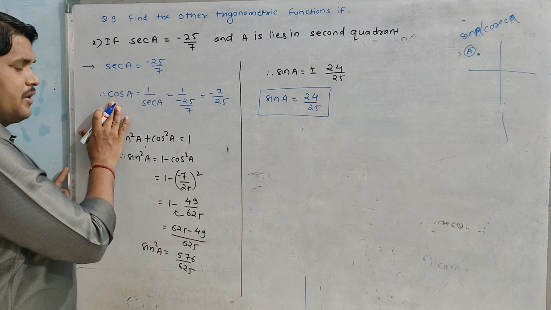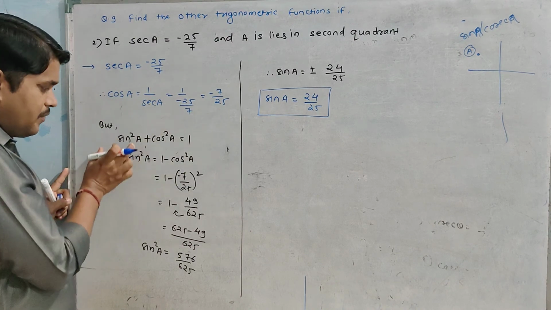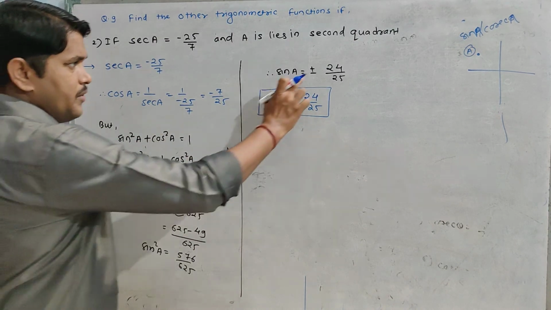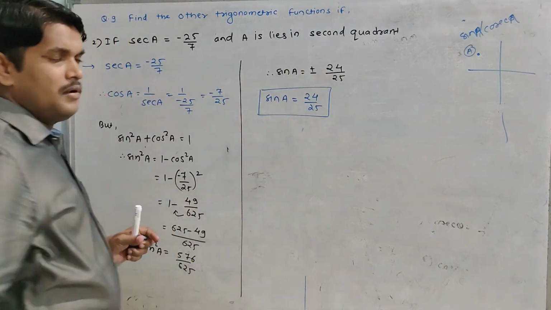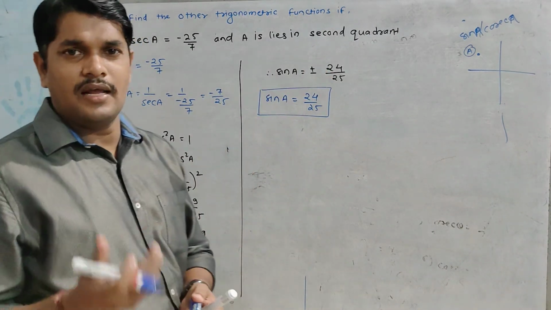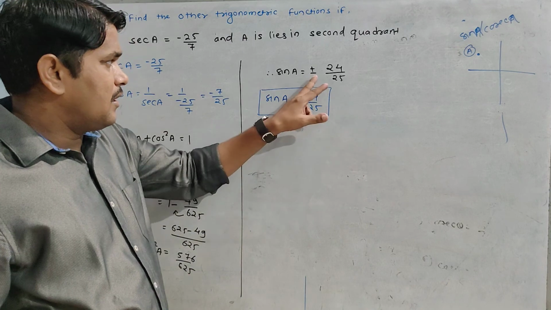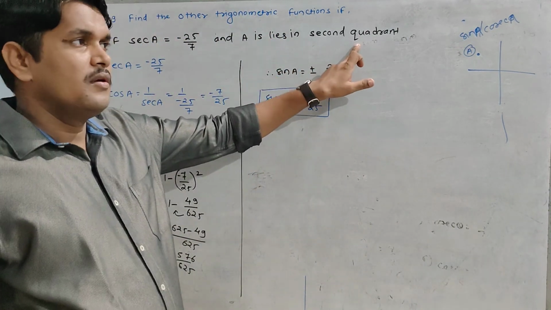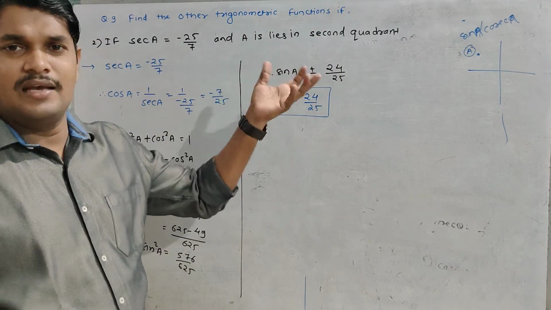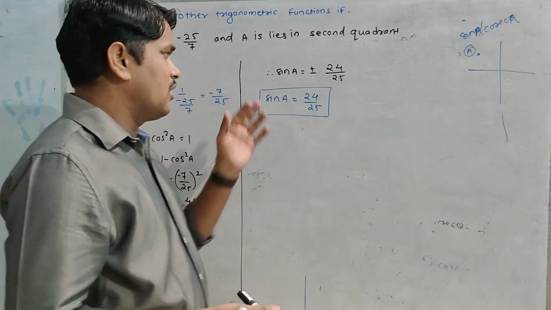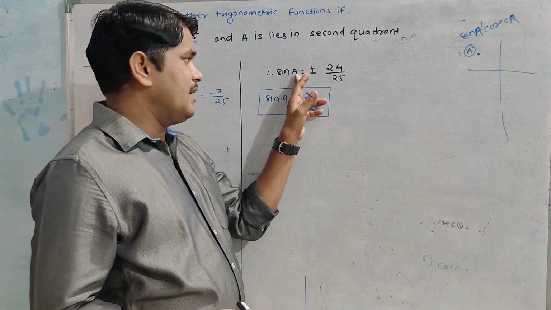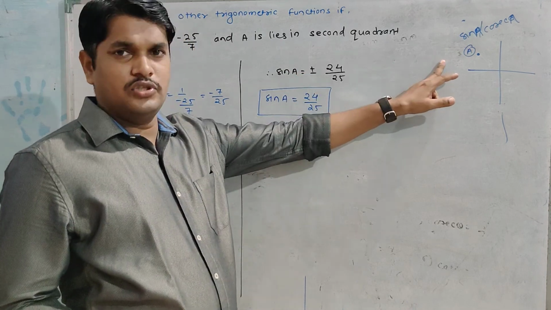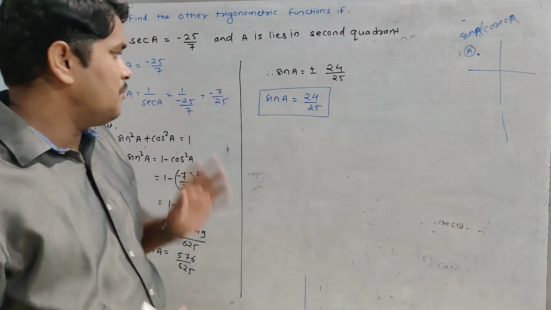From sec A we directly get cos A, a direct answer. But when we use the identity, we get two values of the trigonometric function, either sin, tan or cos. Then we have to take one value using this condition. Check where theta, A, X or Y lies, in which quadrant. In the second quadrant sin A is positive, so here we take the positive value.